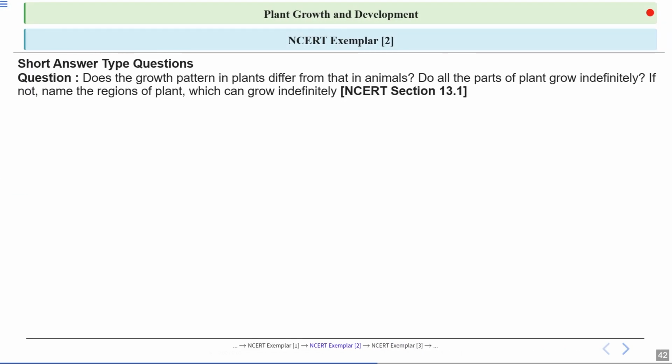Next question. Does the growth pattern in plants differ from that in animals? And do all the parts of a plant grow indefinitely? If not, name the region of a plant which can grow indefinitely. This question is based on NCERT section 13.1.